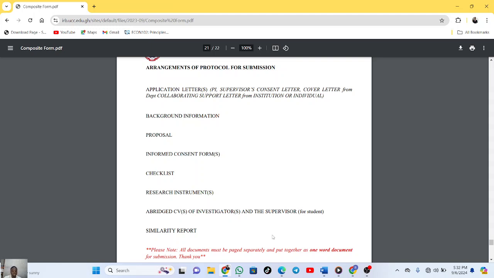We looked at background information and proposal. Now we are going to look at the instructions under informed consent form, checklist. We'll skip research instruments and we'll talk about aggregate CV and similarity report. So in this video, we're going to consider the informed consent forms, checklist, aggregate CV for the investigator and the supervisor, and then similarity report.